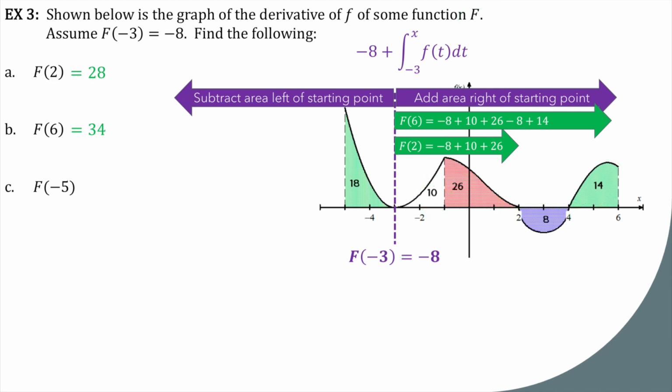F of negative 5. Okay, now since we're starting at negative 3, we want to go backwards to negative 5, so we're subtracting the area that we come across. So that would be negative 8 minus 18, which is negative 26.